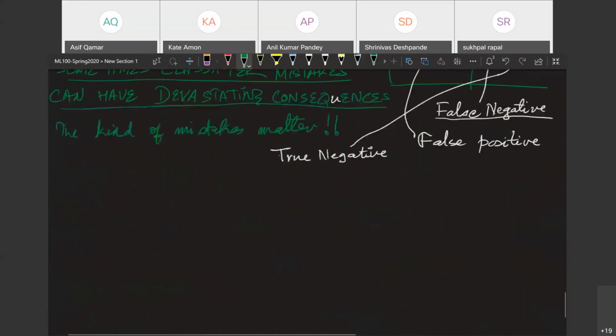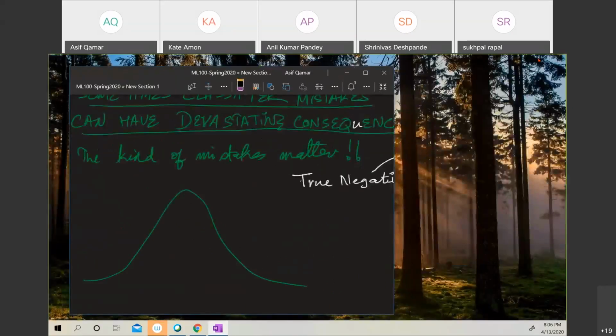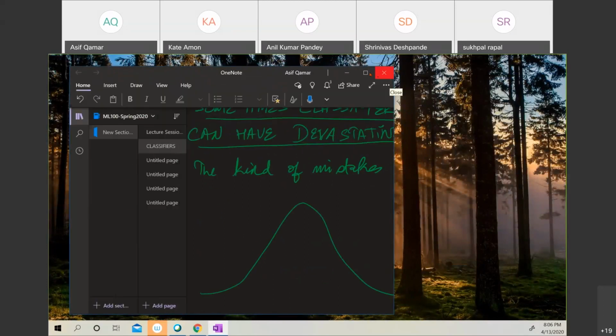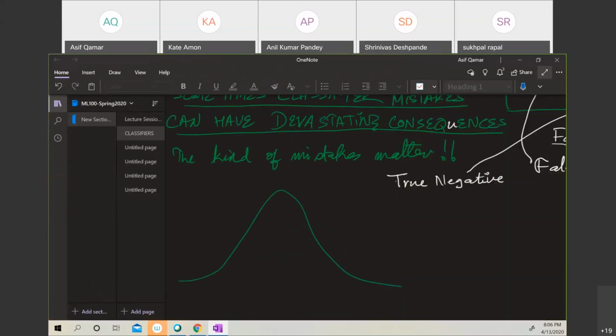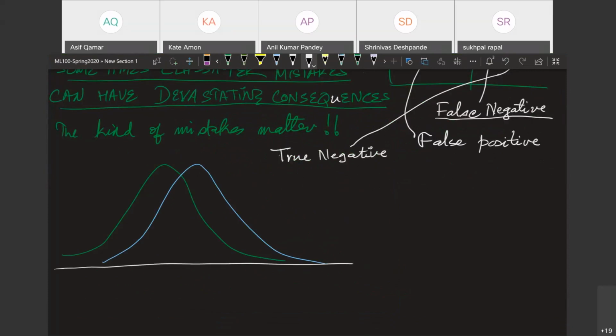So let's take the limit in which there are two species of horses. Let's say that this is a horse and there is another species of horse. Let's take another species of horse. I'll take blue. Now, guys, think about this. How accurate is this classifier going to be?